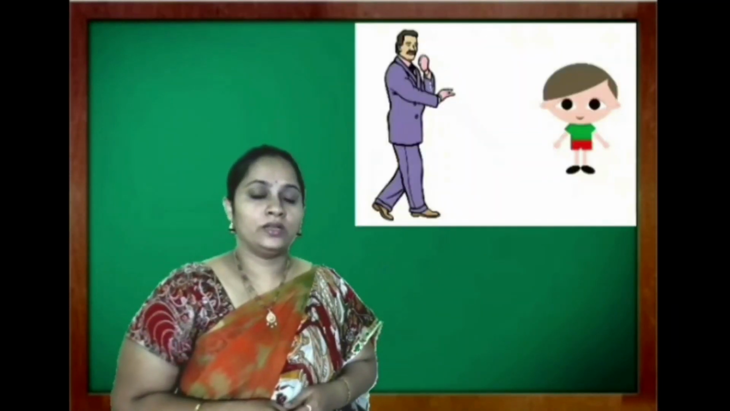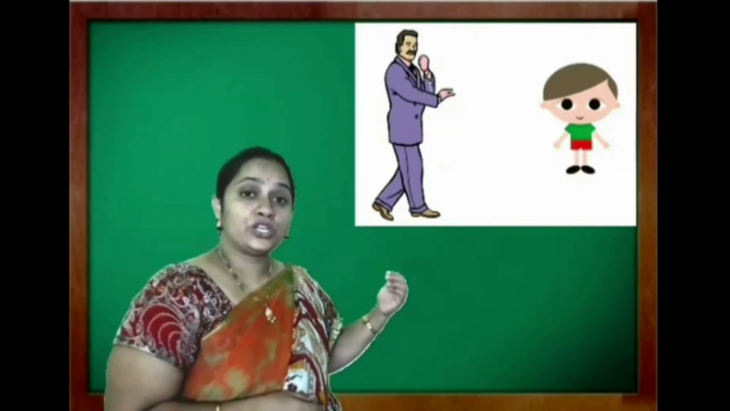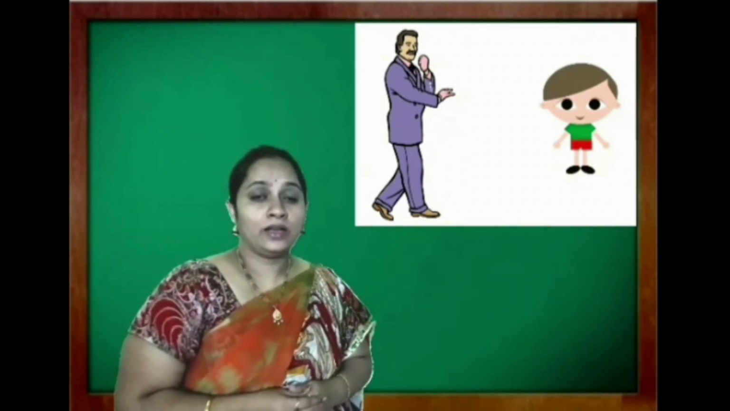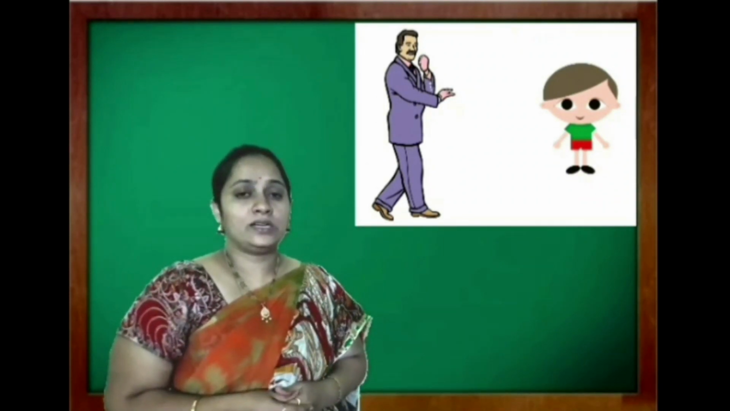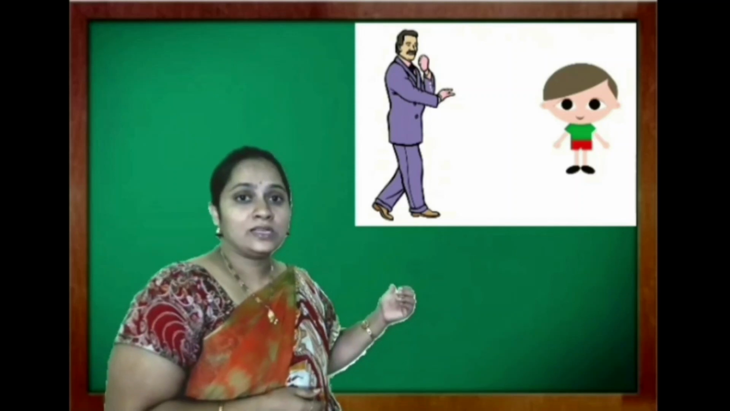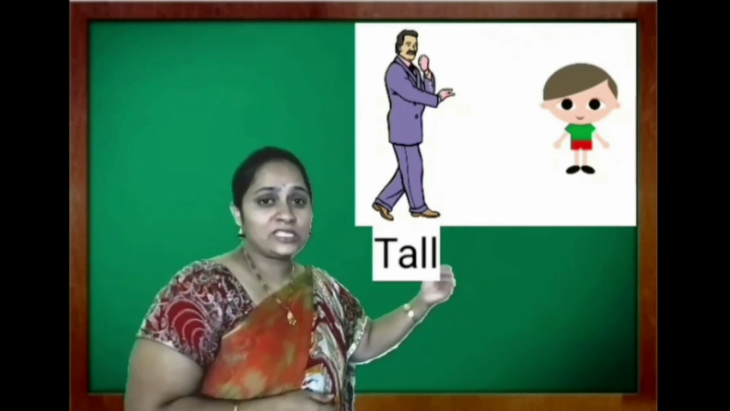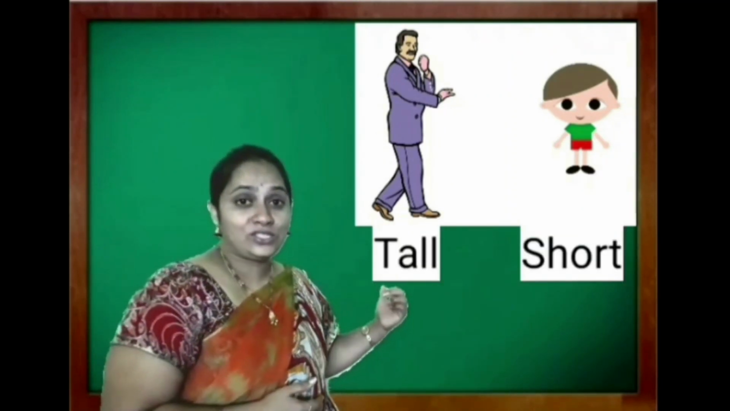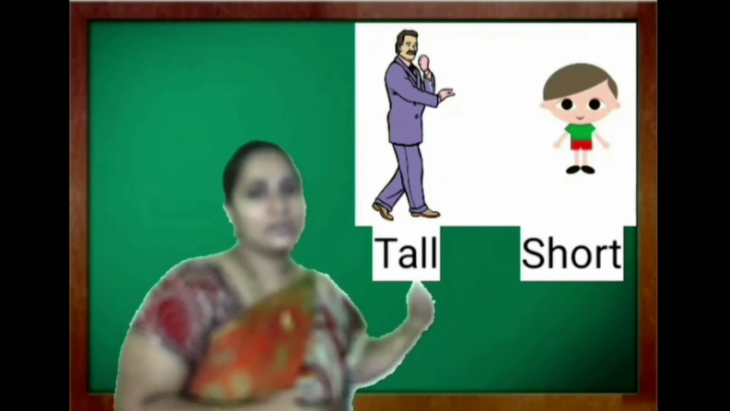See the next one. Children, here this picture represents a man and a boy. See children, here man is tall and a boy is short. Man is tall and a boy is short.